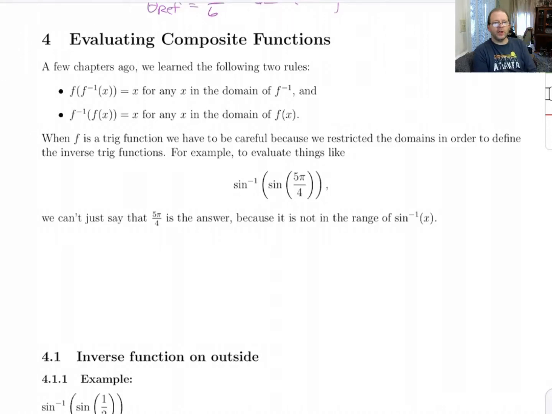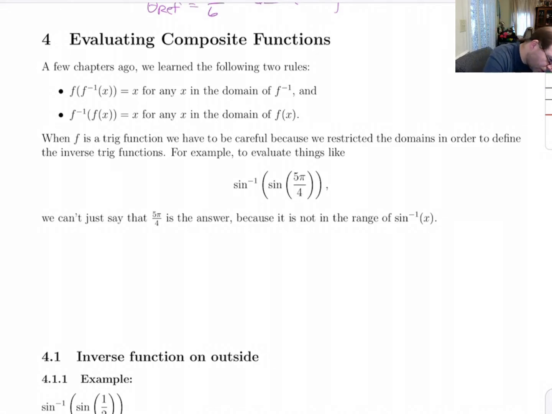All right, let's look at evaluating composite functions with trig functions. A while back we learned that if you take a function and its inverse and plug them into each other, normally what you get out of it is just plain old x, because the two things undo each other. But you have to be careful when you're doing this with inverse trig functions, because when we restricted the domain in order to come up with the inverse, we're not always going to be able to just get x out of it.